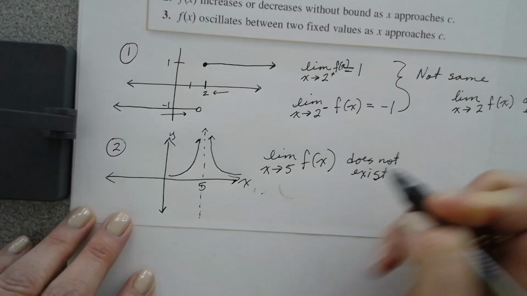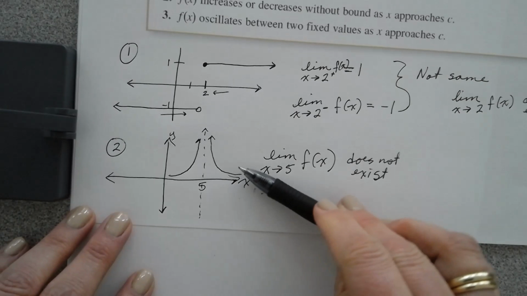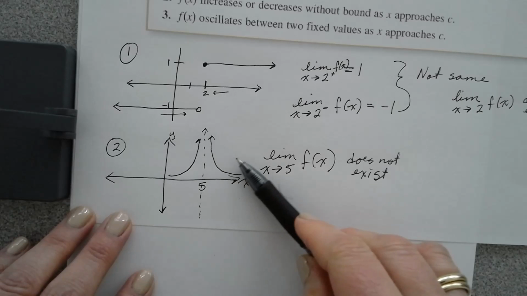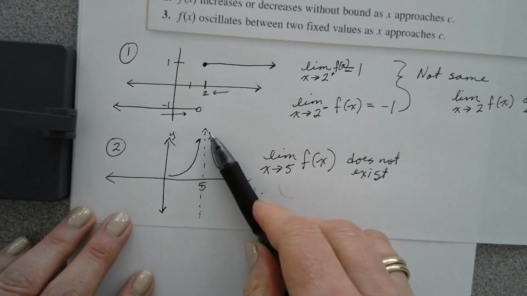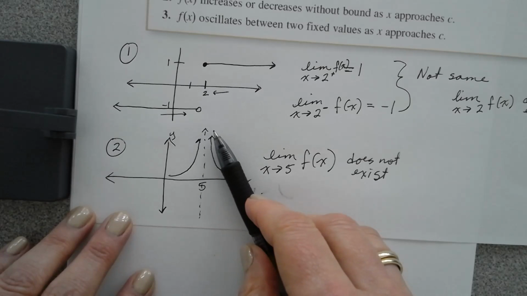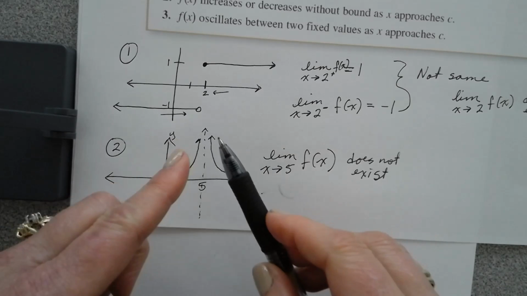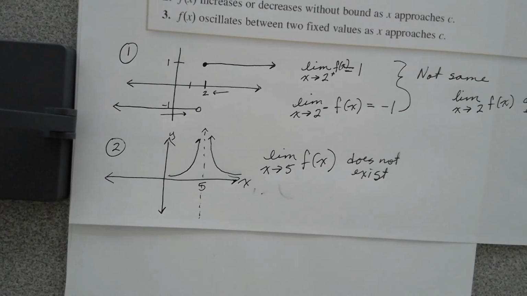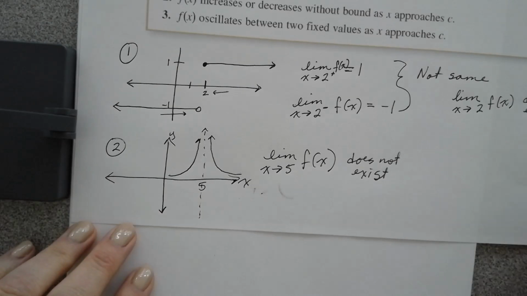Because I could say, well, coming from the right side, it's approaching a y value of 100. And coming from the left side, it's approaching a y value of 100. But then it keeps getting closer and closer and closer to 5, and that value just skyrockets. It goes up to infinity. So we would say that limit does not exist.